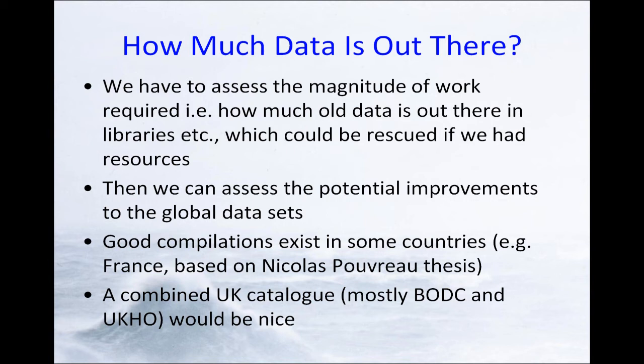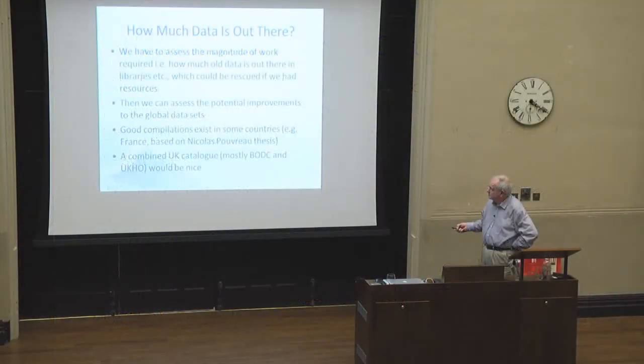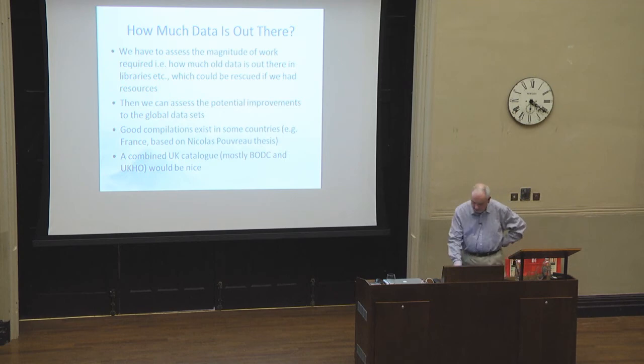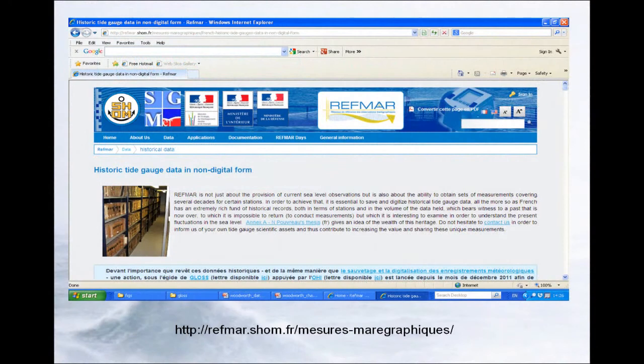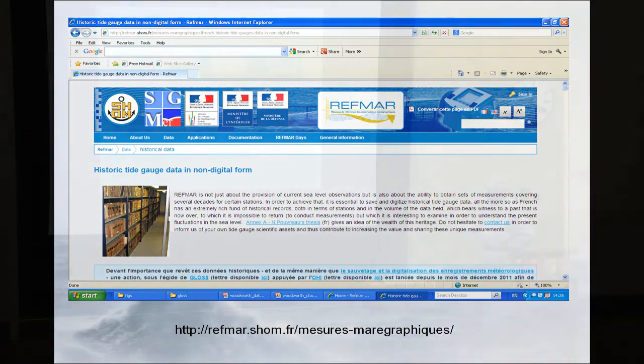Then we can estimate the potential improvements to global data sets. Now, this kind of work, estimating how much data is out there, has been done in some countries, and especially in France, based in large part on Guy's work and the thesis of Nicolas Pouvreau. And you can look at the French website, which is in English, and you can see what data they've got there, which is very nice. Or at least they can see which data they could digitise if you wanted to, which is almost as useful.